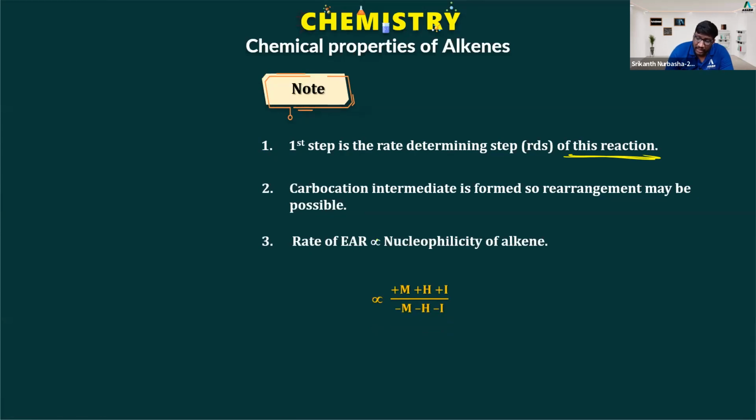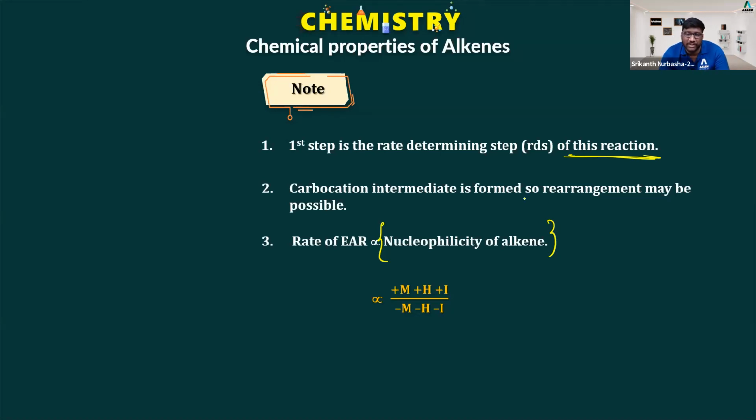Rate of electrophilic addition reaction depends upon what? The nucleophilicity of the alkene. If the alkene is more nucleophilic, the carbon-carbon pi electron density attacks the electrophile more, and then the rate of electrophilic addition is high. When can we say the nucleophilicity of the alkene is high? When the carbon-carbon double bond carbons are connected to more electron donating groups, the electron density of the double bond increases. If electron density increases, then it is more nucleophilic.